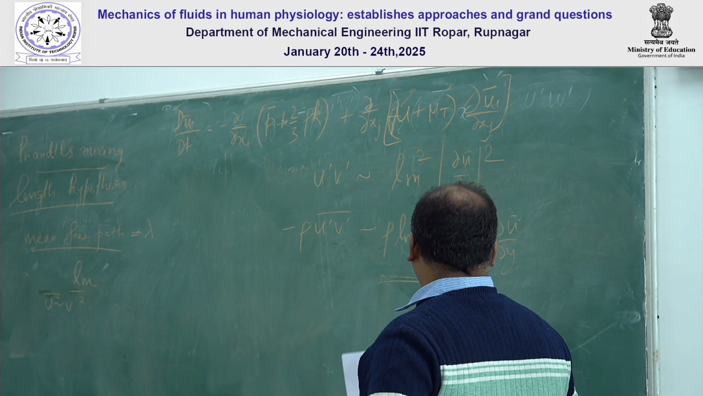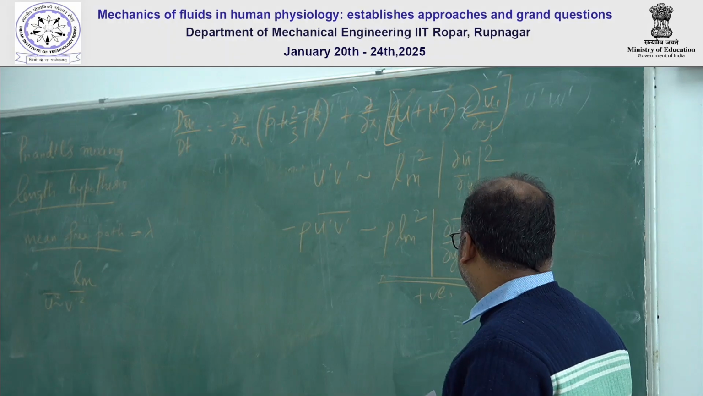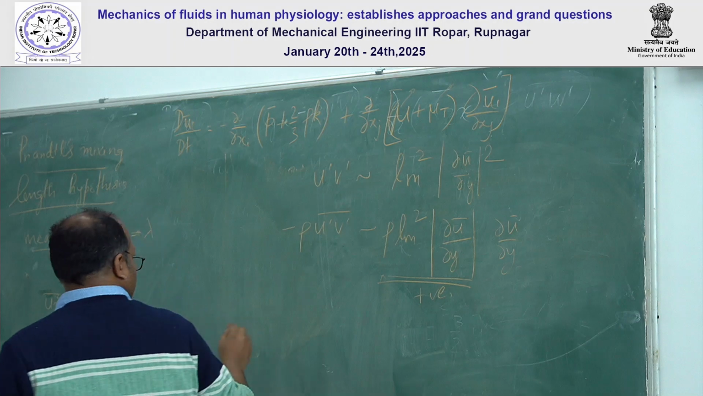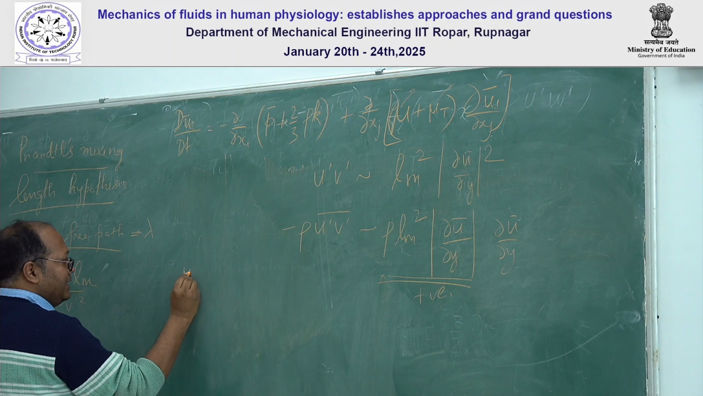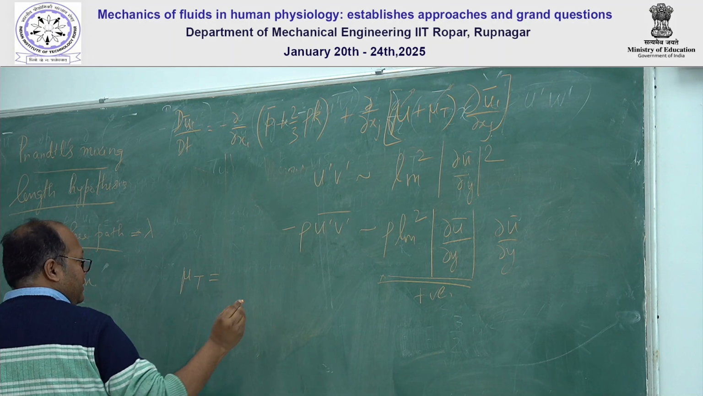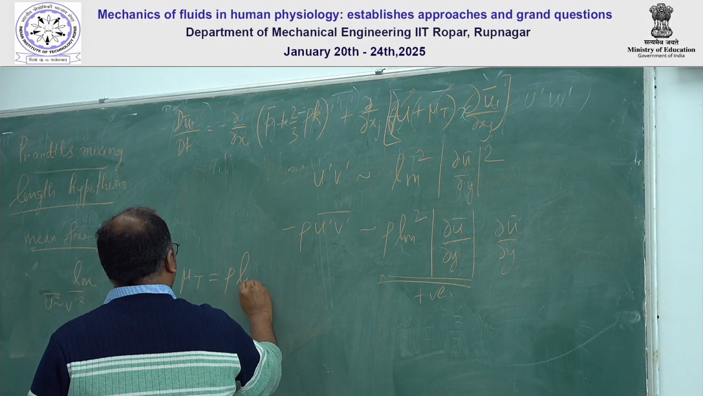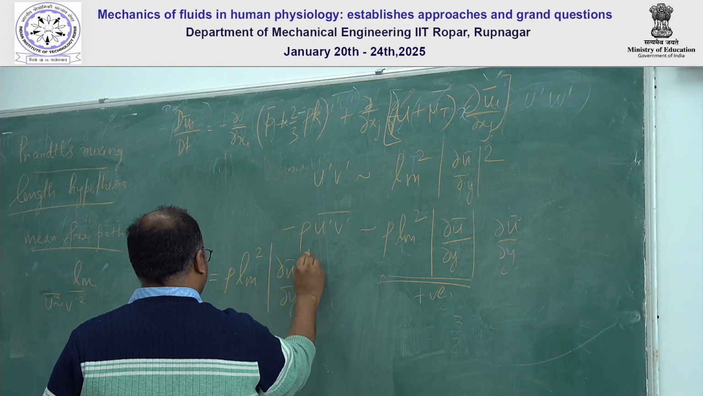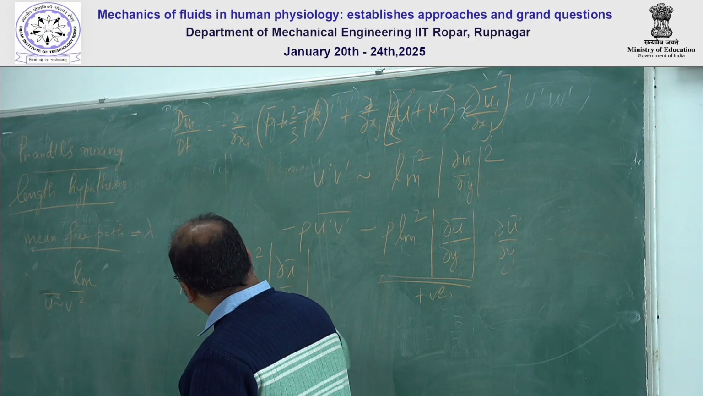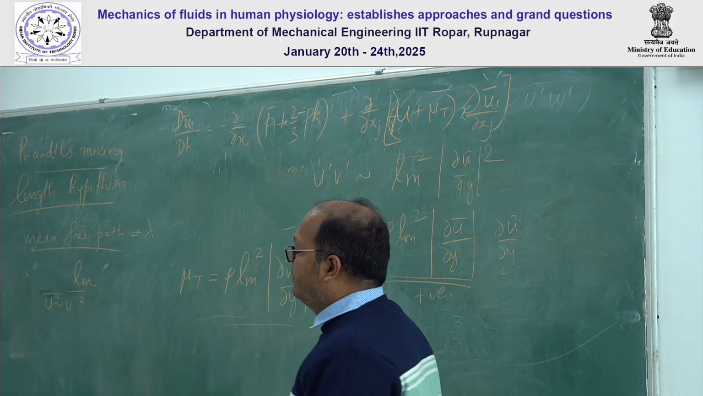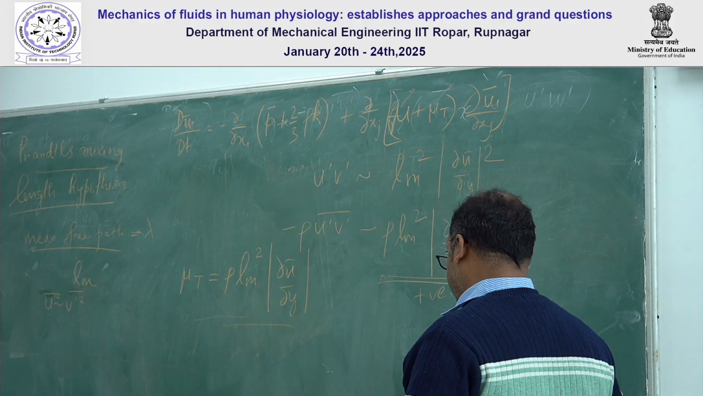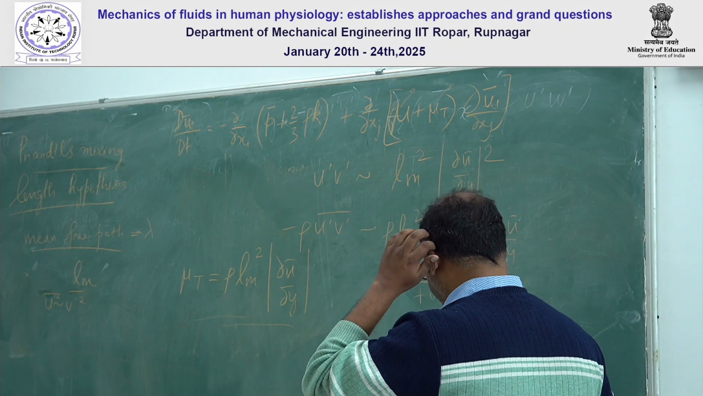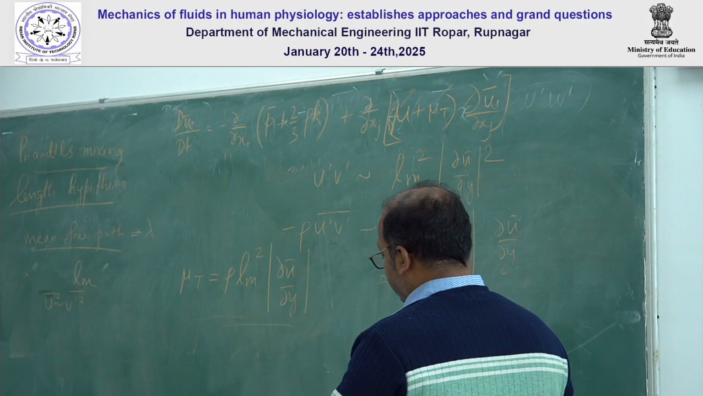So that's why, in order to show the enhancement of the dissipation effect, we keep this as positive. Therefore, we can say that in terms of the mixing length, the turbulent viscosity is rho Lm square del u bar del y. This is a rough approximation for the turbulent viscosity, and later, how to determine Lm.